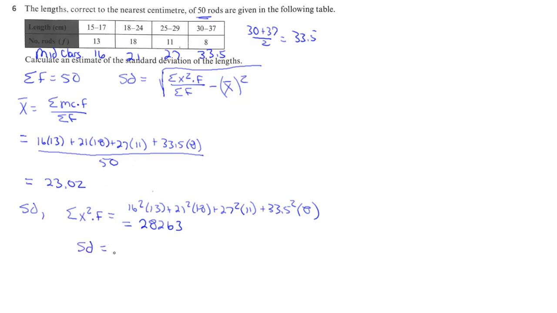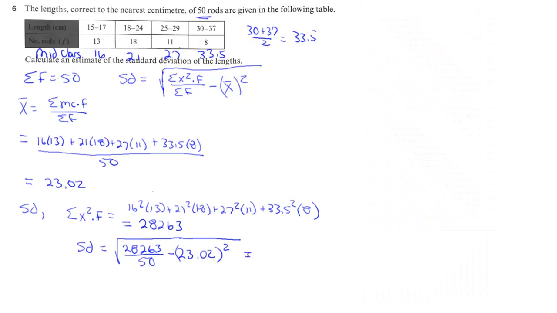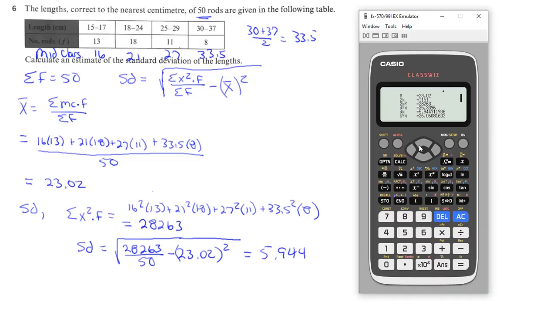And now we just plug it into the formula. So let's see, standard deviation. Well, we got the square root of 28,263. We're going to divide that by 50, and then minus 23.02 squared. Make sure we square root the whole thing. And I can put that in the calculator and just lay it out exactly the way it looks on my paper here. And that's going to be our solution, 5.944. And if you recall, the calculator we looked at earlier, that's exactly what it said.